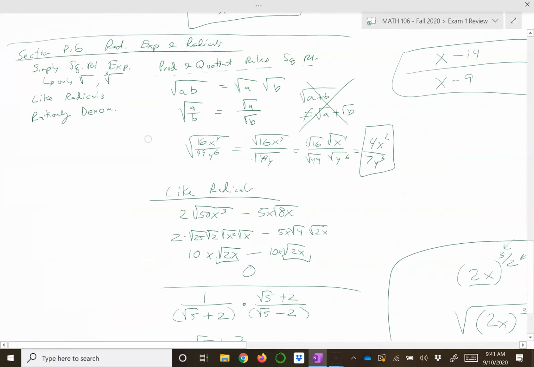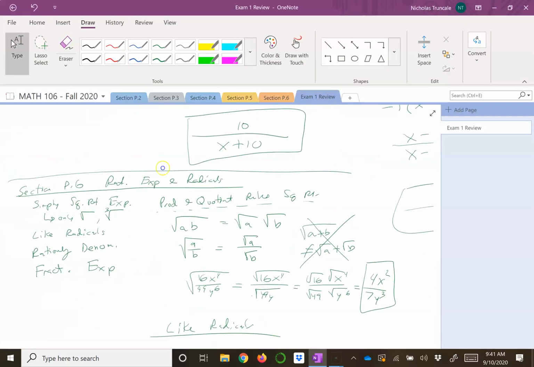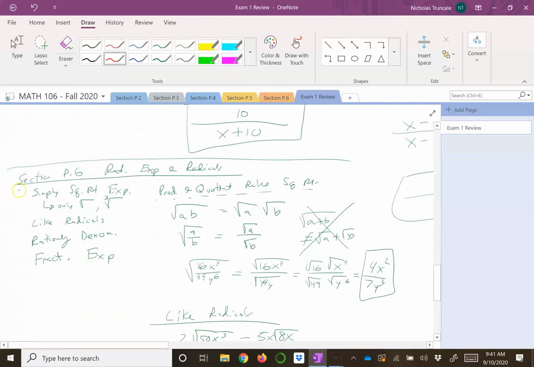So here's what I'm going to put. The last one is fractional exponents. Now, let's see. Make this red. What number were we at? We were at 11. This is perfect. 12, 13, 14, 15. You have 15 problem types to study.